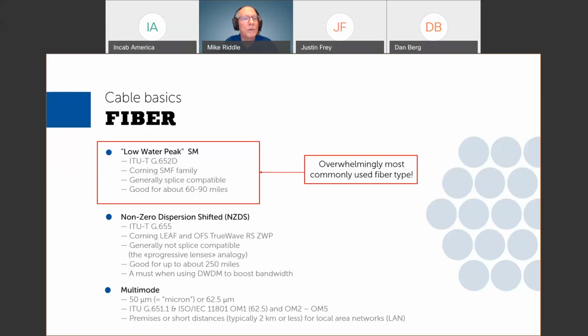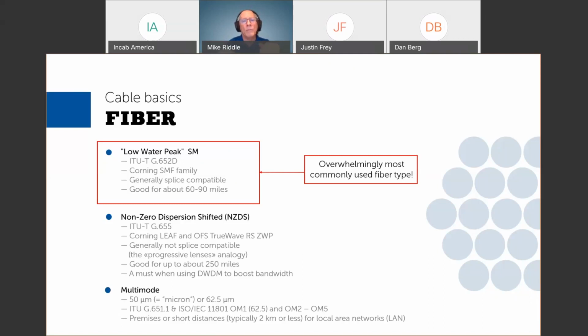An example of this type of fiber is Corning's SMF-28 family of fibers. We currently use SMF-28 Ultra. That's our standard for low water peak single mode fiber. But there are lots of other examples of it. OFS has their AllWave series of fibers, and there are other world-class companies out there with their basic, plain vanilla, whatever term you want to use, single mode fiber.